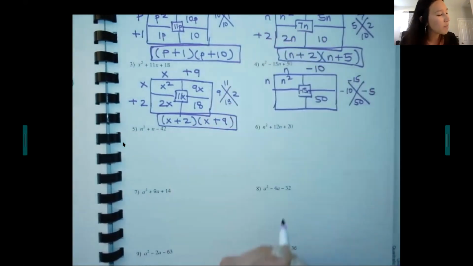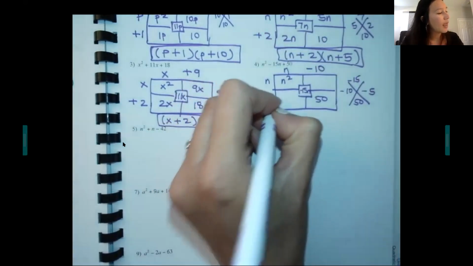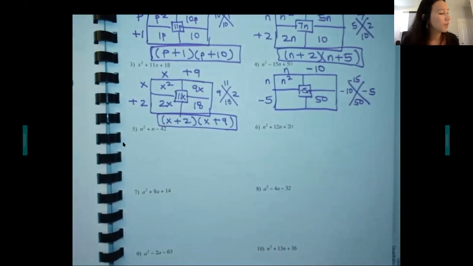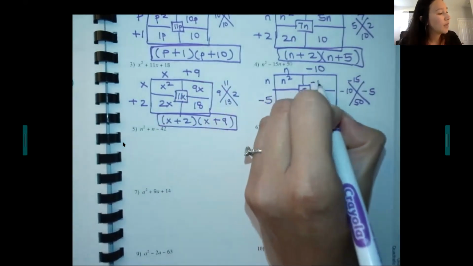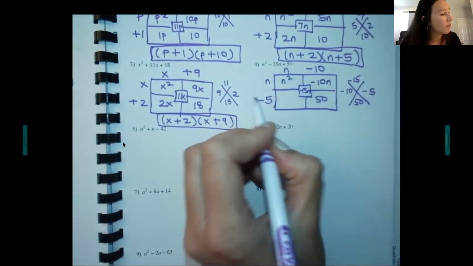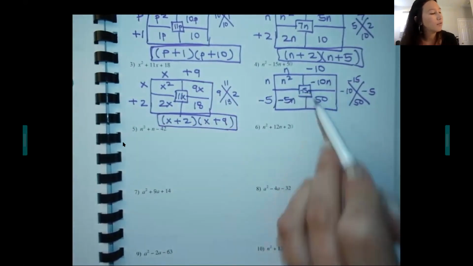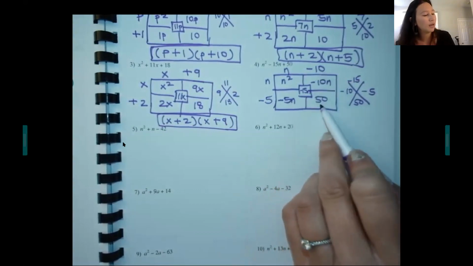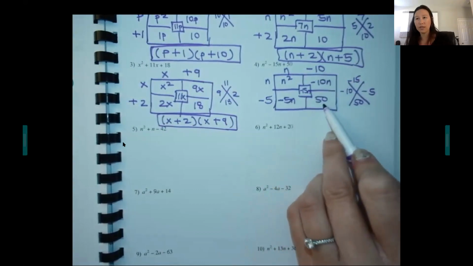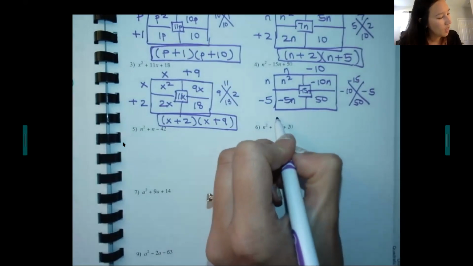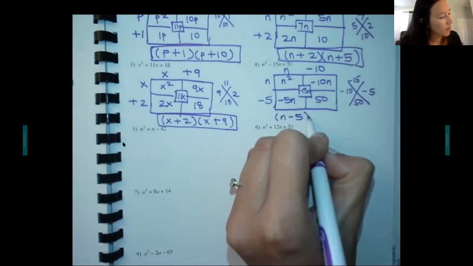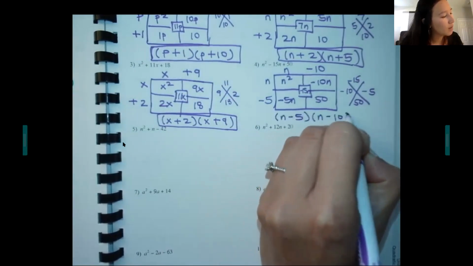So this is going to be n minus 10 and n minus 5, because n times negative 10 is negative 10n, and negative 5 times n is negative 5n. Those give us our negative 15n, and negative 5 times negative 10 gives us our positive 50. So our factored form is n minus 5 times n minus 10.